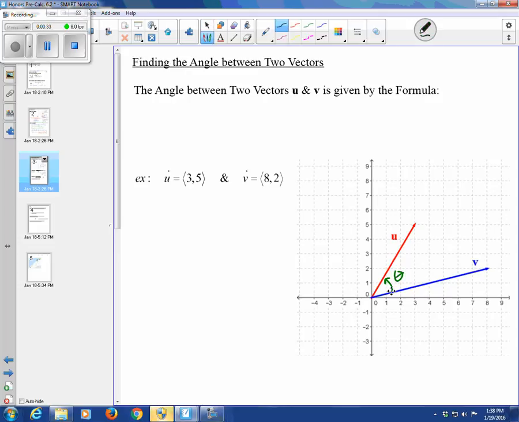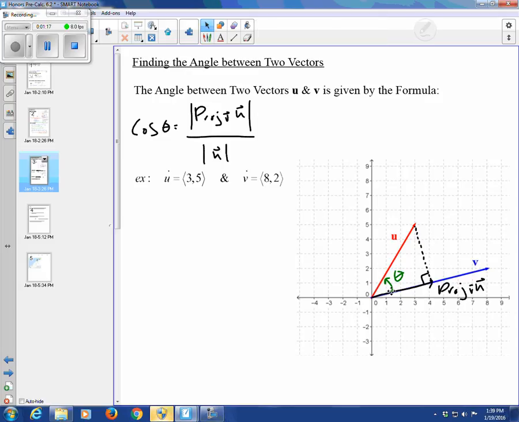Now, right here, if I drop a perpendicular from u onto v, I have a sort of tilted reference triangle, right, where u is the hypotenuse, and the projection of u onto v is the adjacent, right? So because we know that cosine relates the lengths of the adjacent and the hypotenuse, we can say cosine of our angle theta is going to be the magnitude of the projection of u onto v over the magnitude of u.